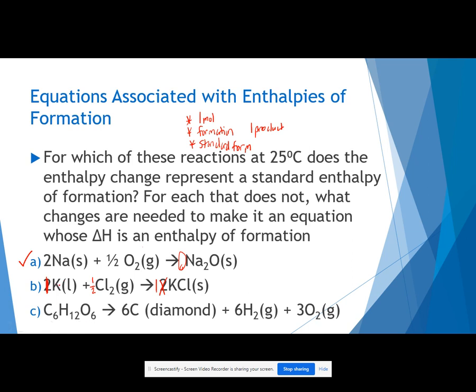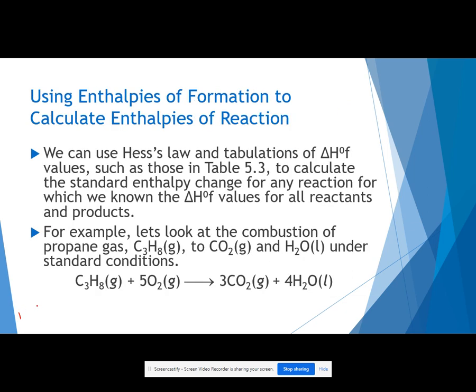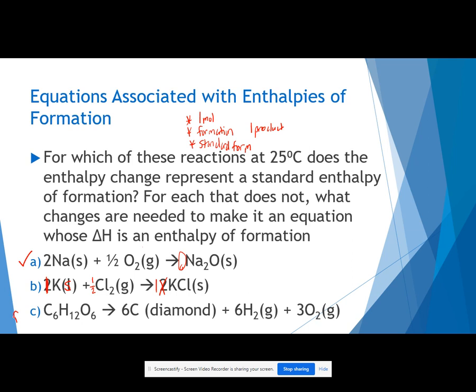So here, potassium is not in its standard form. If you look at the periodic table, it is a solid at room temperature. Chlorine is good, it's a gas, and KCl is good, it's a solid. Okay. And then lastly, over here, does it have 1 mole as the product? No, but it also doesn't do the formation. It doesn't make one product. So actually what you need to do is flip this equation, so then it meets both criteria. It has both 1 mole and the formation of only one product.